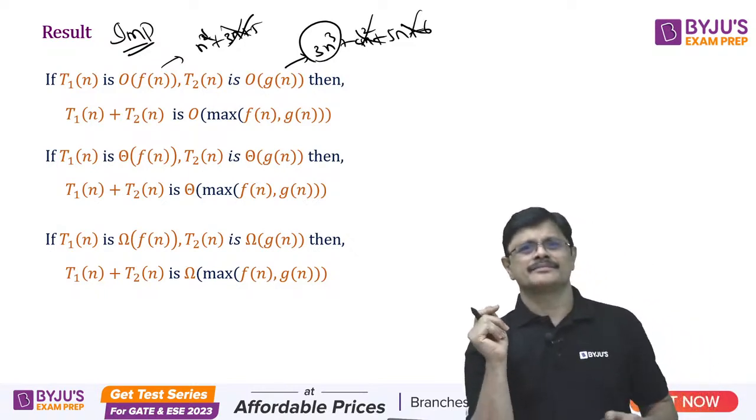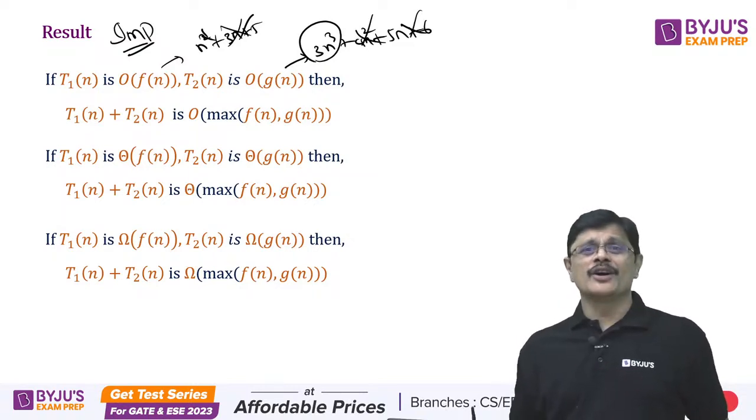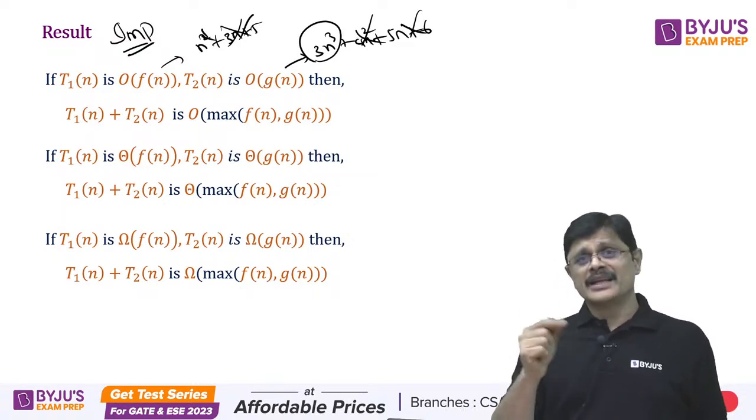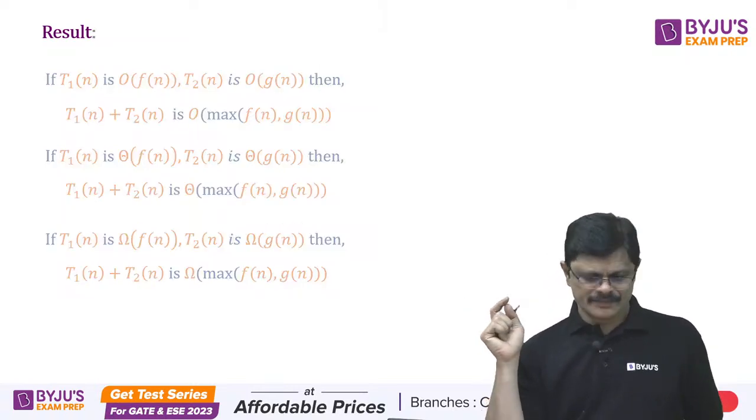Am I clear? Yes or no? Because when you say small o, there will be some confusion. So we can't exactly say.